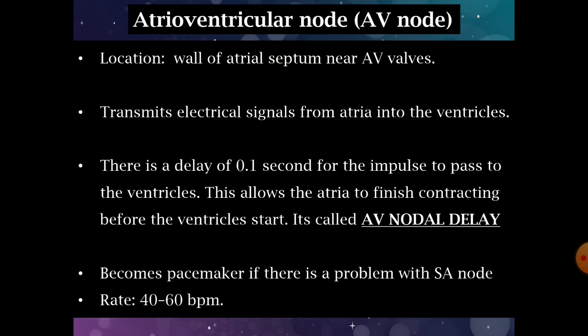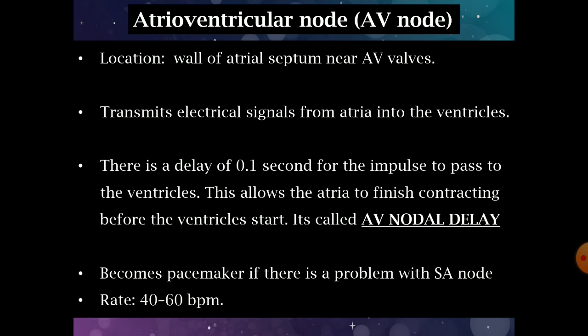AV node location मैंने अभी आपको बताई थी. It's present at the wall of the atrial septum near the AV wall between the atrium and the ventricle, and it transmits the electrical signals from the atria to the ventricle. As the name indicates, the AV node transmits the electric impulses from the atria into the ventricle.